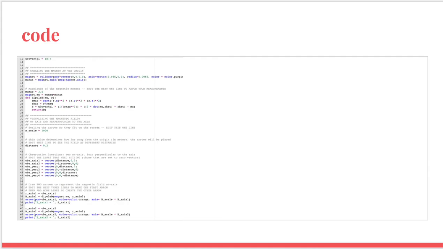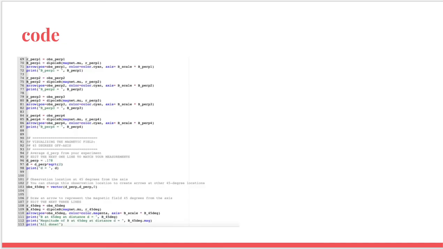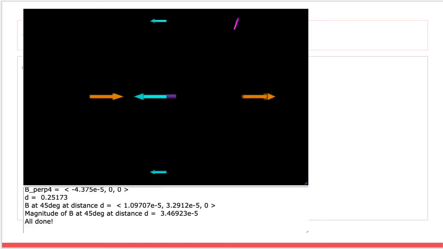The code I have is spread over 2 different slides. I created 2 magnetic field arrows on the axis and 4 off of it. And then I calculated the magnetic field from an observation location of 45 degrees. And as you can see, here is the code at work.